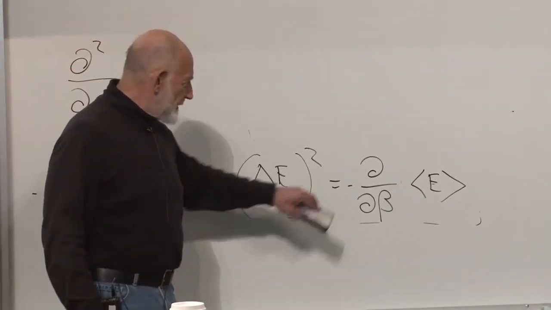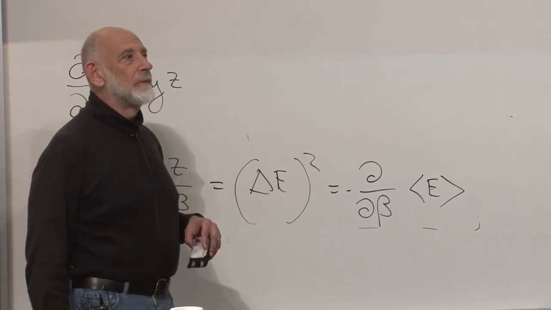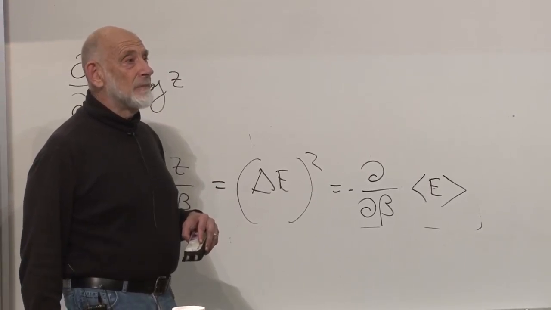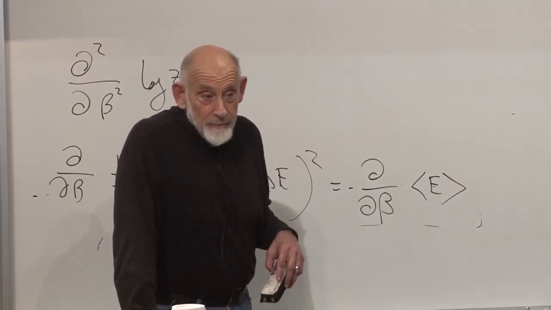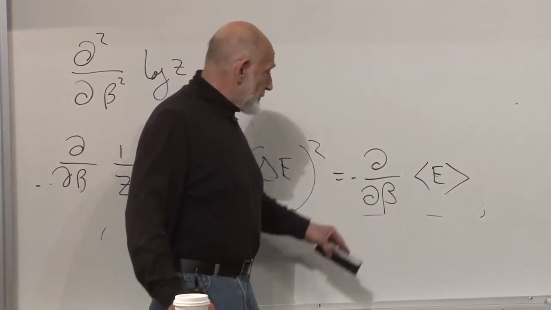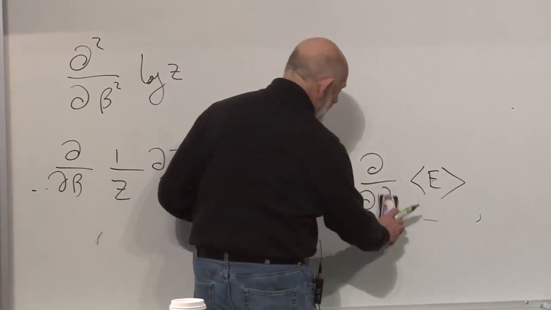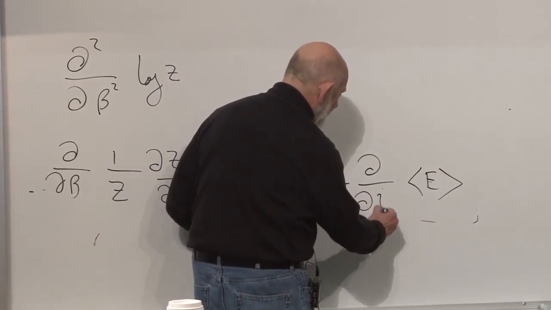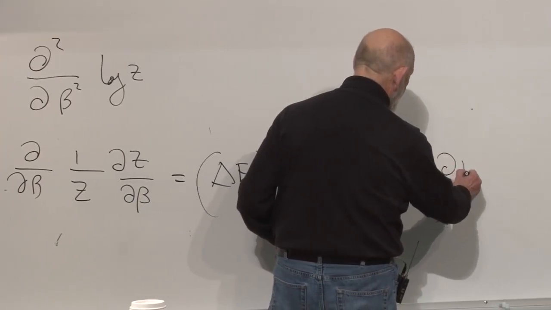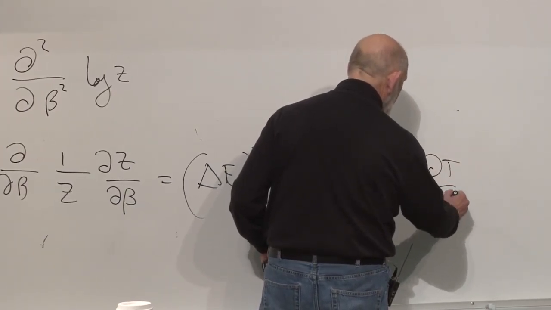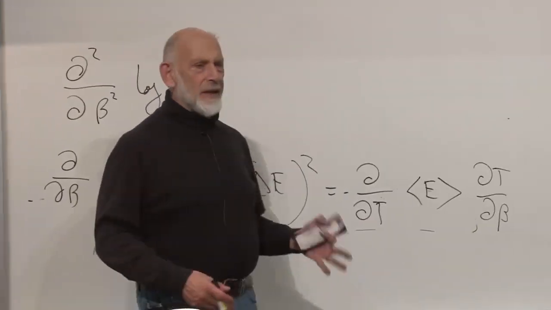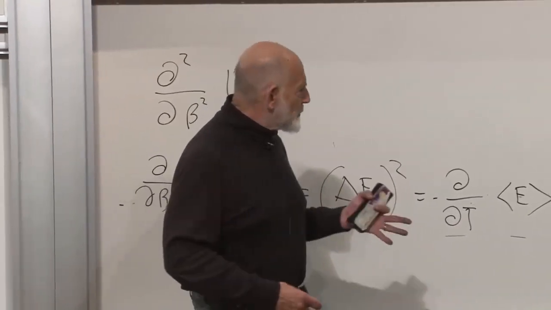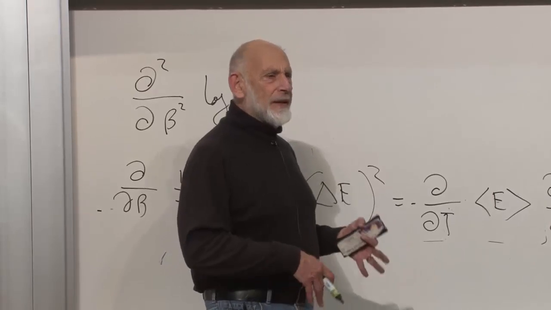Anybody know what this thing is? Well, it tells you the slope goes down with temperature. It tells you how the energy changes with temperature. Beta is essentially, let's rewrite it: let's write this as d by d temperature times d temperature by d beta. What's the temperature?